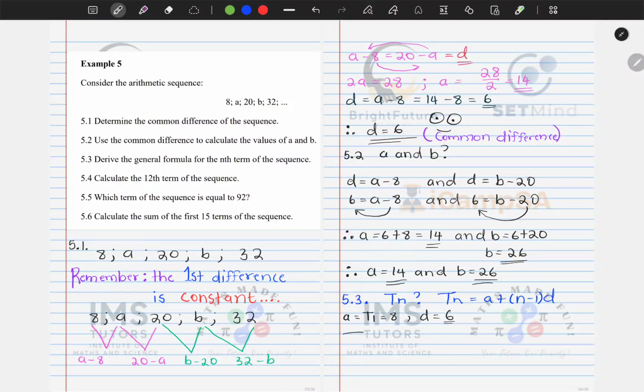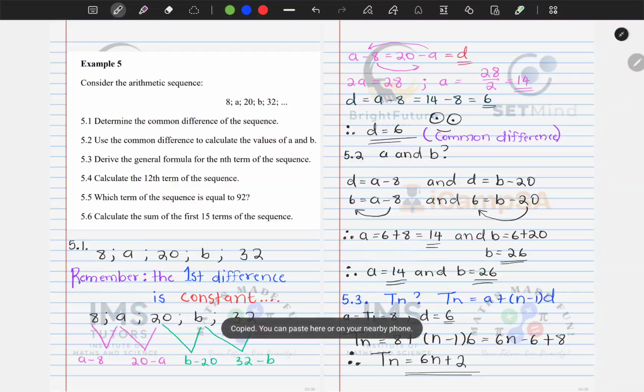So if we substitute, you will see that our Tn will be equal to our A, which is 8, plus n minus 1 times our D, which is 6. So this will end up being 6n minus 6 plus 8. And what you will see is that our final answer for Tn will end up being 6n plus 2. Okay, that is what we were required to find.